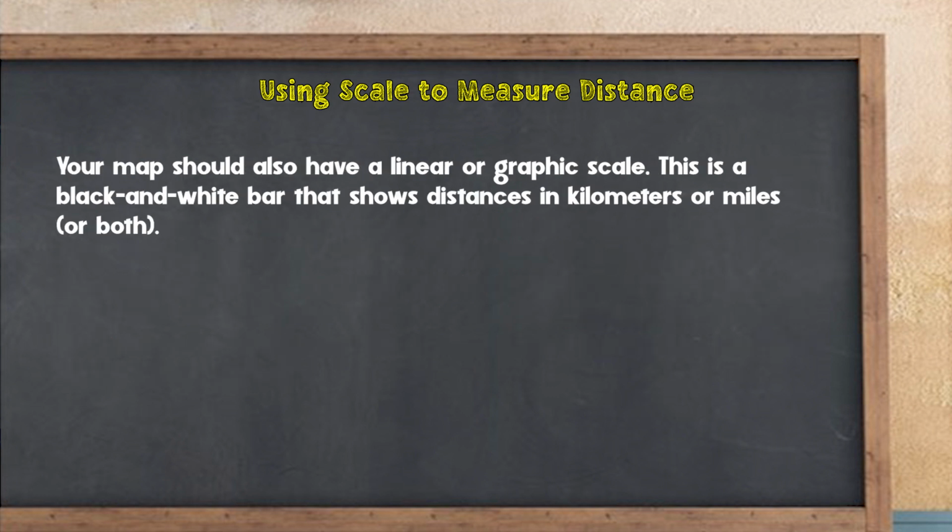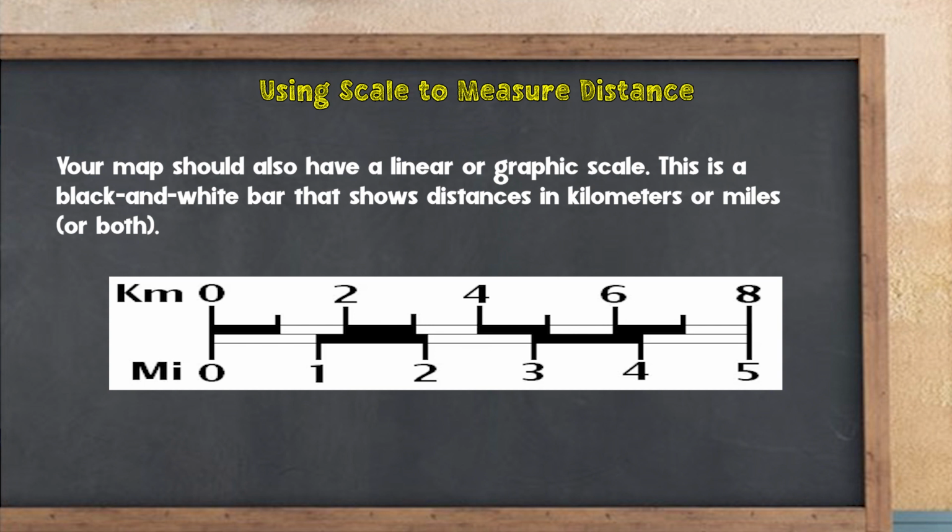Your map should also have a linear or graphic scale. This is a black and white bar which shows distances in kilometers or miles or even both. Let's have a look at that scale. Now, this linear or graphic scale shows distances on the map in both kilometers and miles.